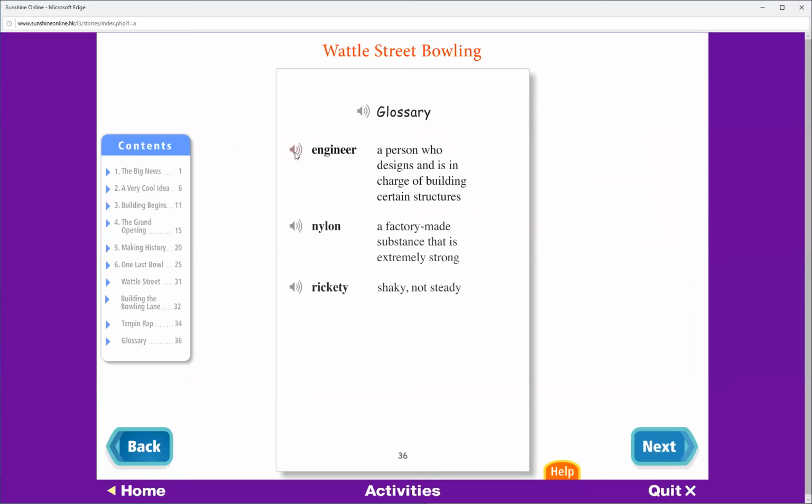Glossary. Engineer. A person who designs and is in charge of building certain structures. Nylon. A factory-made substance that is extremely strong. Rickety. Shaky, not steady.